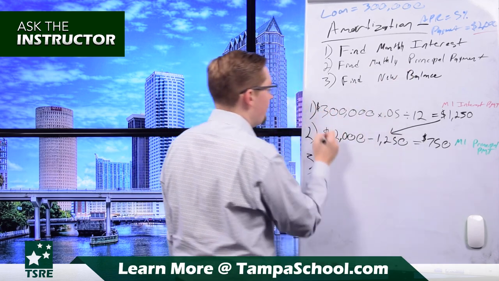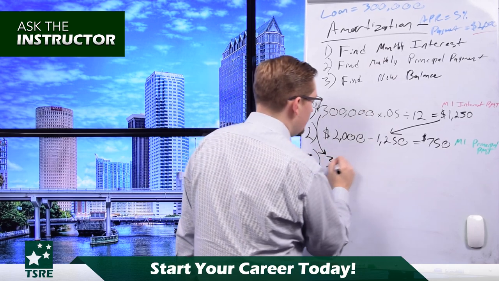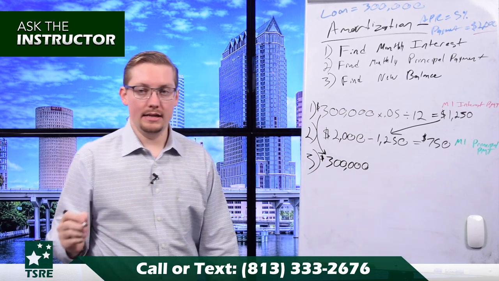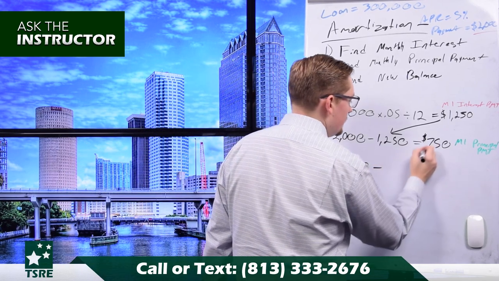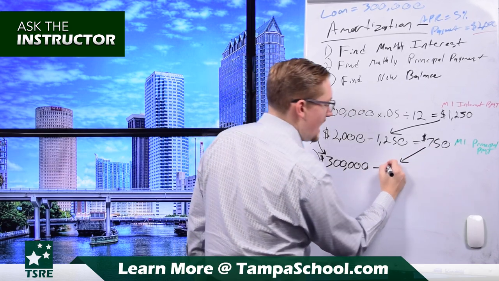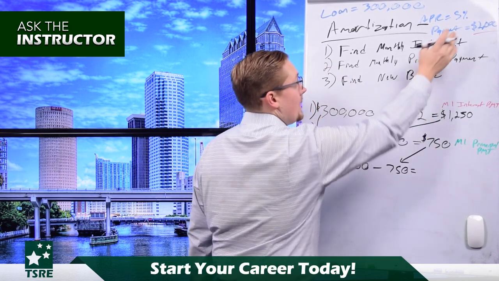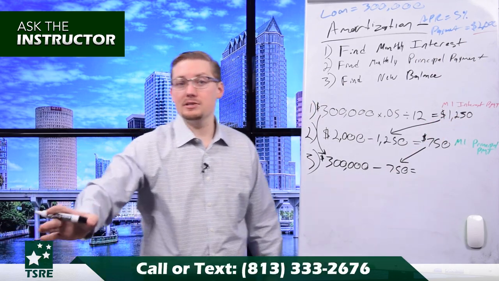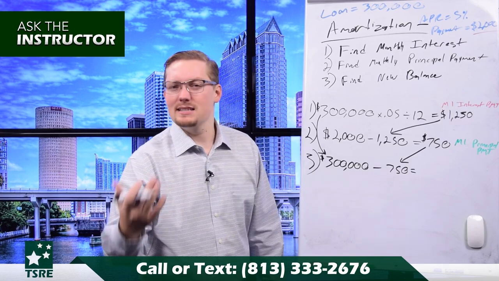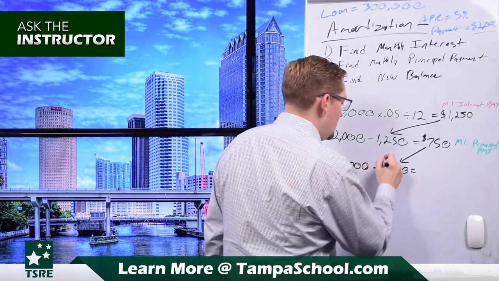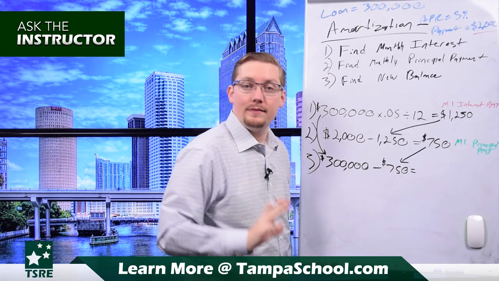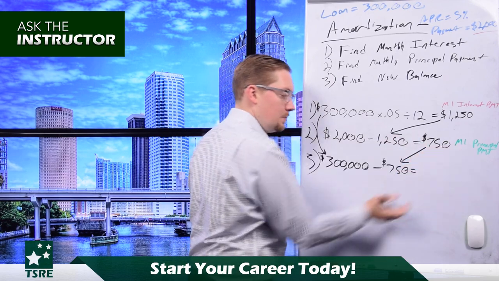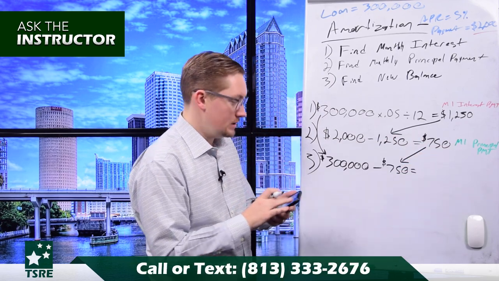So to find our new balance, now remember, we started out with a $300,000 balance. So we started out owing $300,000. Now we just paid $750. We just subtracted $750. We didn't subtract $2,000 because $1,250 of that ended up going to interest. We never see that money again except for maybe on a tax deduction or something like that. But as far as our mortgage goes, that money goes to the bank. That's not our money. But the portion of our payment that does go towards paying down our balance is the principal payment. That's the loan payment, the payment towards the actual loan balance.